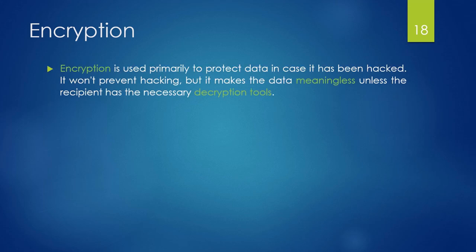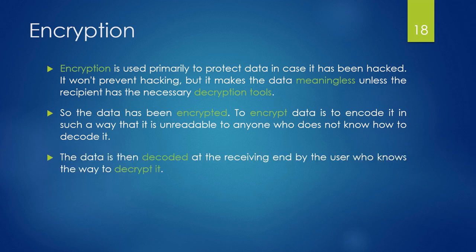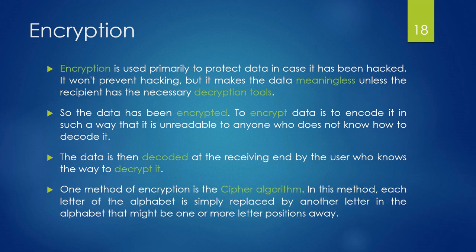Encryption. Encryption is used primarily to protect data in case it has been hacked. It won't prevent hacking, but it makes the data meaningless unless the recipient has the necessary decryption tools. So the data has been encrypted. To encrypt data is to encode it in such a way that it is unreadable to anyone who does not know how to decode it. The data is then decoded at the receiving end by the user who knows the way to decrypt it.